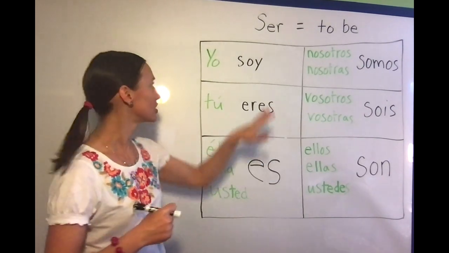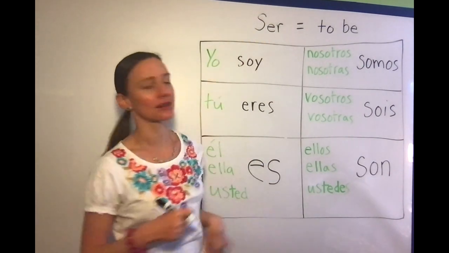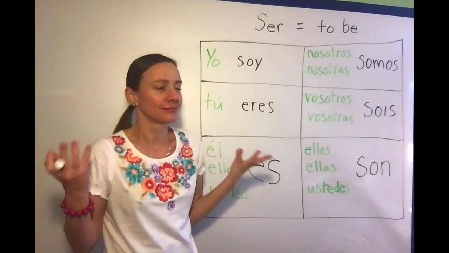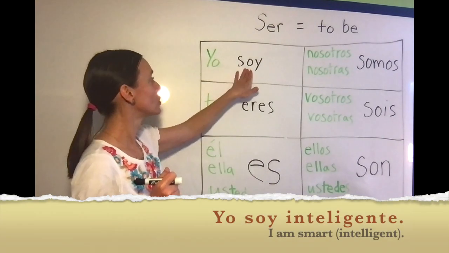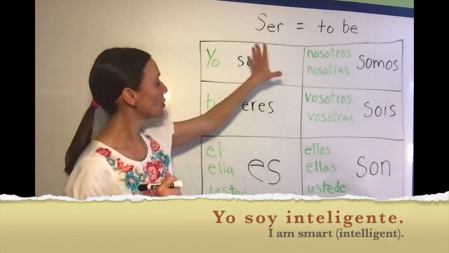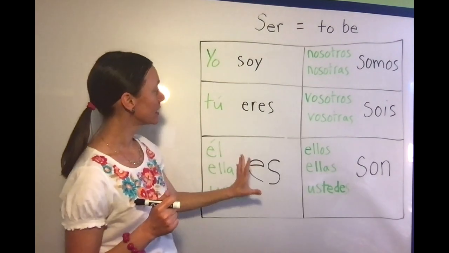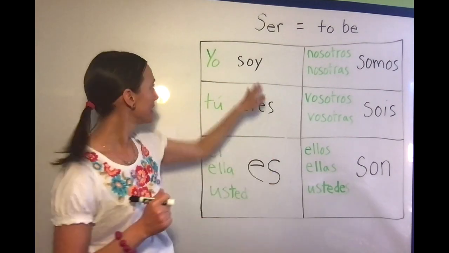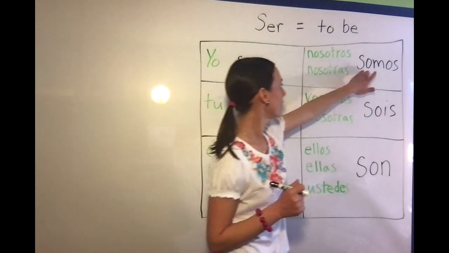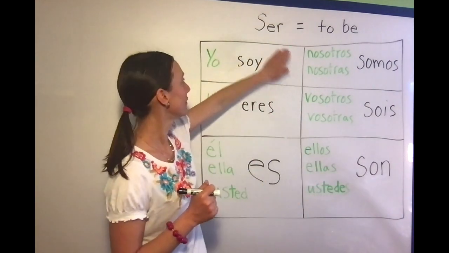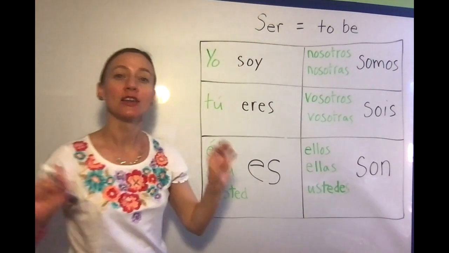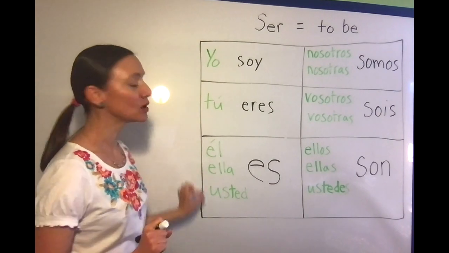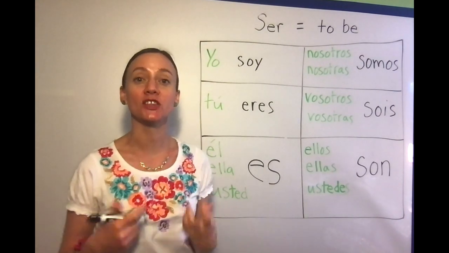Same thing in Spanish. You wouldn't say "yo ser inteligente." It doesn't sound right. We would say "yo soy inteligente." So what I want you to notice is that in this chart, there are 6 boxes and there are 6 versions of the verb ser. Now, if we take a look at these green words, these are subject pronouns.